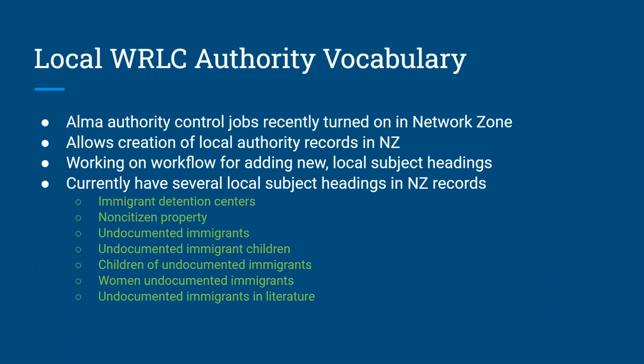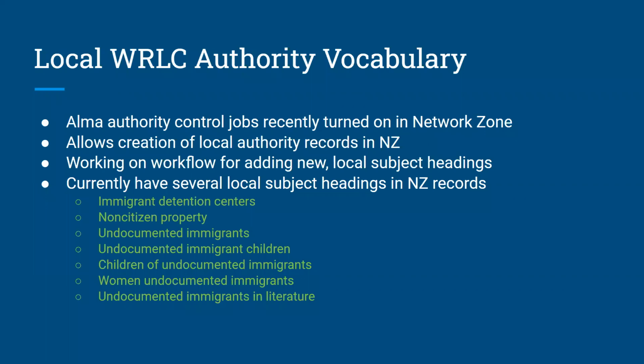To date, we have already adopted a number of local subject headings in the network zone, and you can see this list here. We've definitely made some progress, but there is more to do. We can't wait for the Library of Congress to update all the harmful language in their vocabularies, or for new vocabularies to be established. So our work continues.